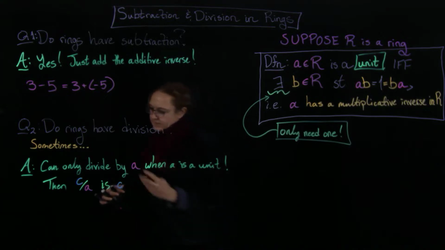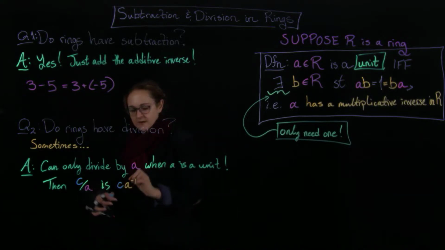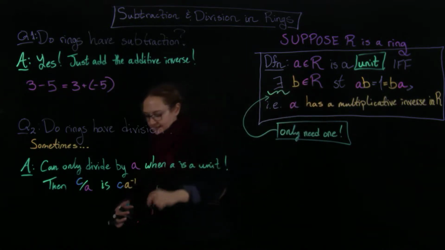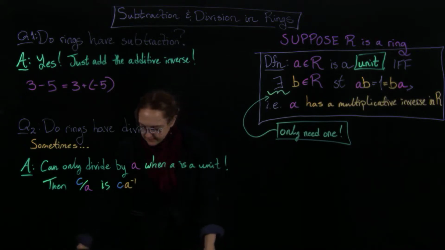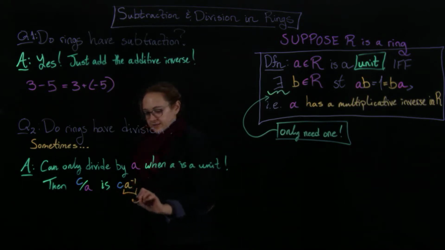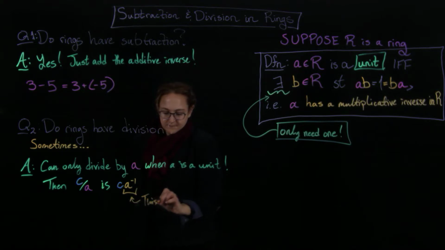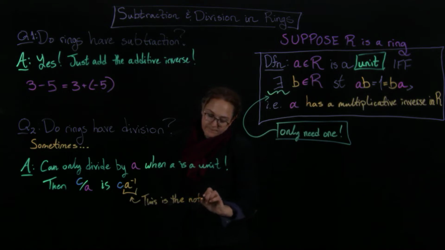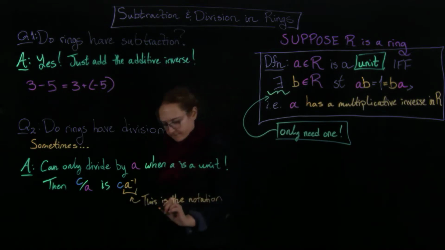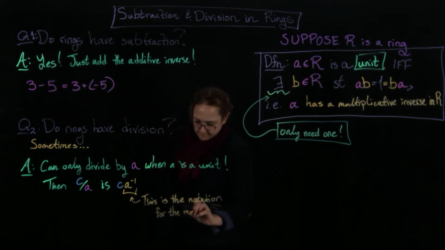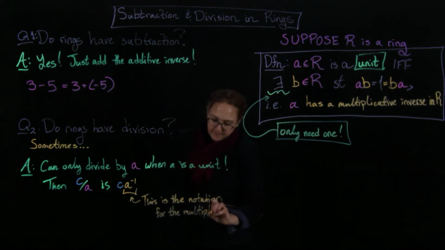I'm going to do this in orange. Why? Because this is going to be our notation for the multiplicative inverse. I'll even highlight that: this is the notation for the multiplicative inverse.